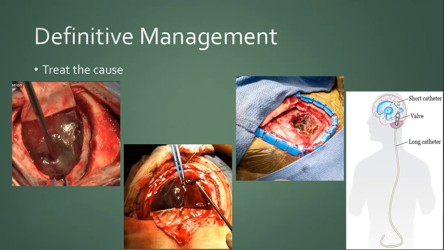Then the definitive management: it is best to treat the cause, especially in cases of intracranial lesions. Intracranial lesions can be intracranial hematomas, like traumatic intracranial hematomas, so we have to drain the hematoma, or in cases of brain tumors or brain abscess, we have to excise these lesions to decrease the intracranial pressure. In cases of hydrocephalus, we have to go for CSF diversion procedures like the external ventricular drain, VP shunt, or endoscopic third ventriculostomy. So these can be the definitive management procedures for raised intracranial pressure.